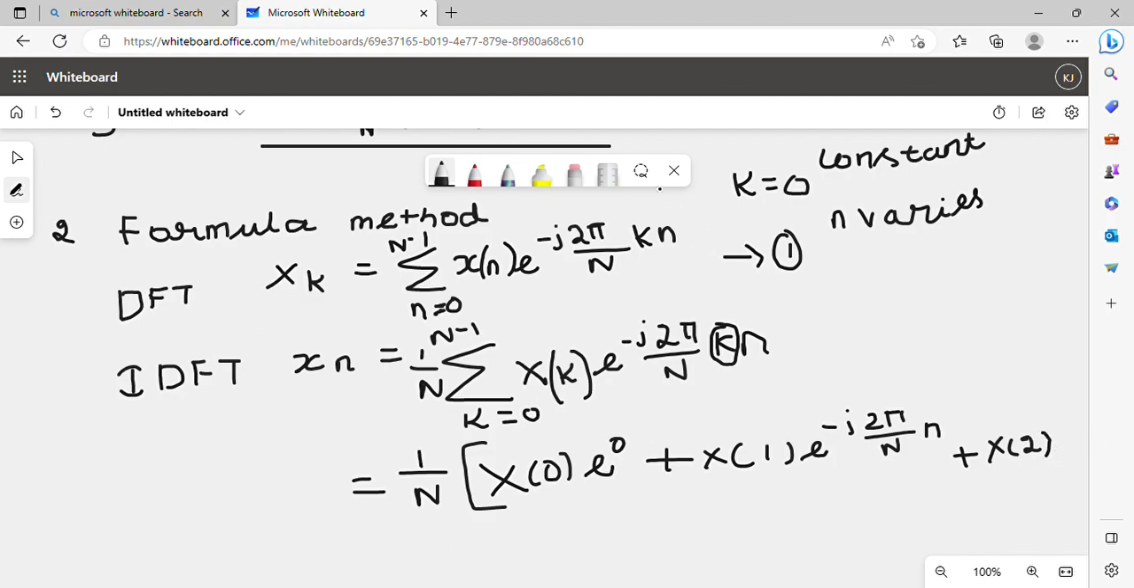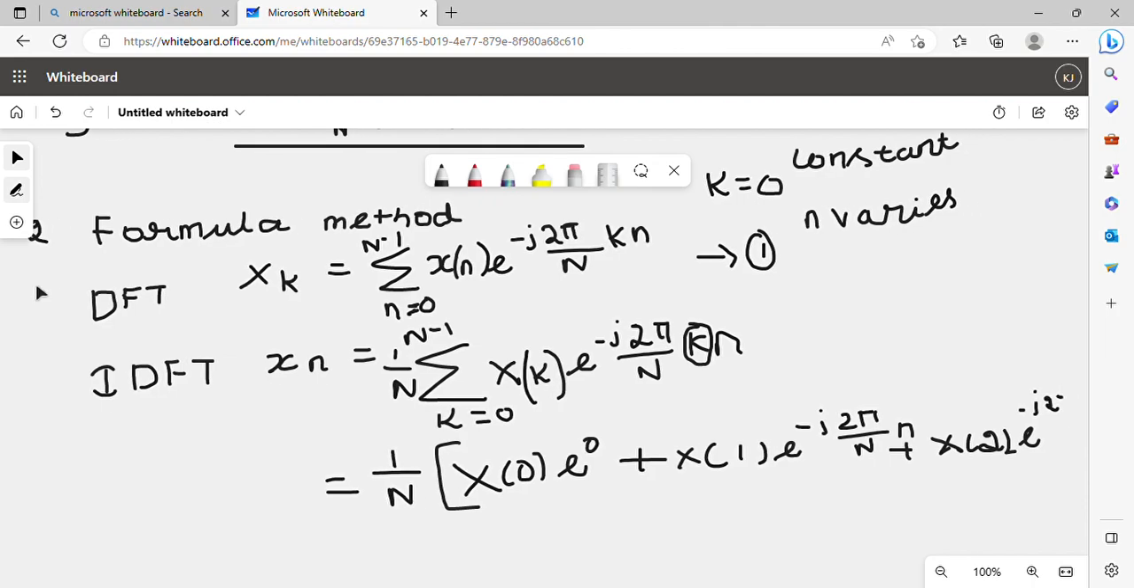Just a minute, students, I'll write it in a proper manner. Plus x of 2 into e to the power of j 2 pi. Just a minute, I'll just push this. Okay.